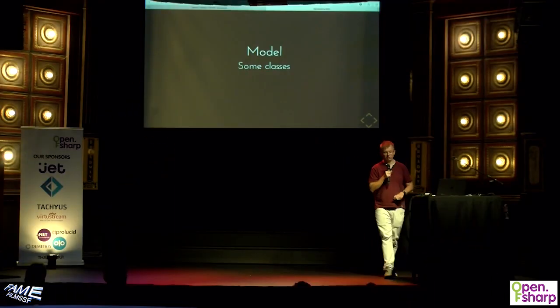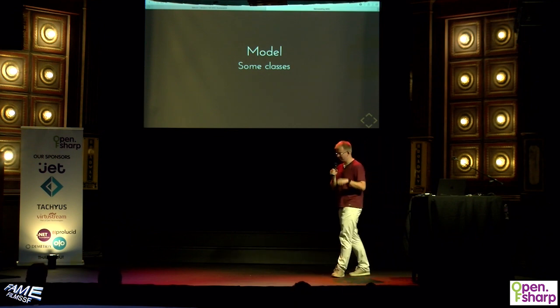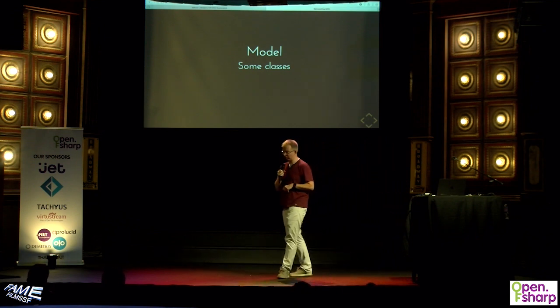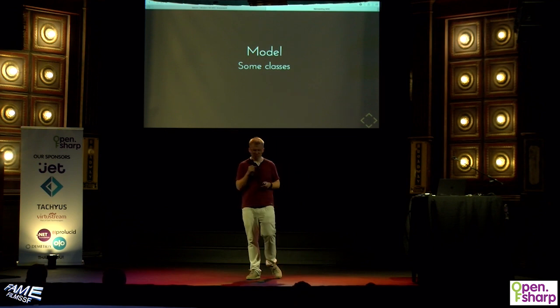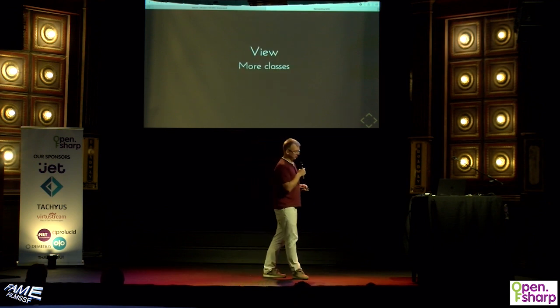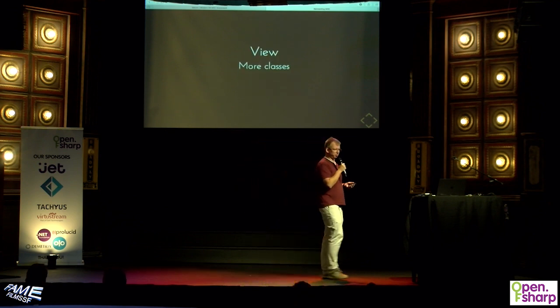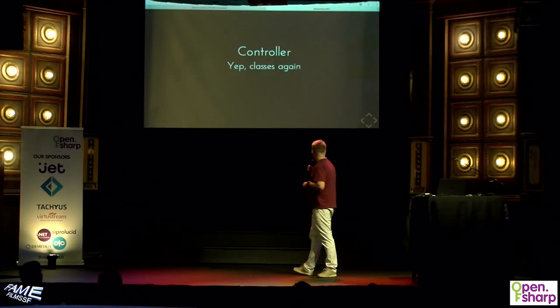On the other hand, we have our favorite OO world that we all love, and we have our favorite MVC pattern. And yeah, in the MVC pattern, obviously, we have the model, which is represented by some classes, probably with mutable stuff. Then we have the view, and those are more classes. Well, it may be Razor, whatever Razor is compiled down to classes, it's classes. And then we have the controller, yes, classes again.